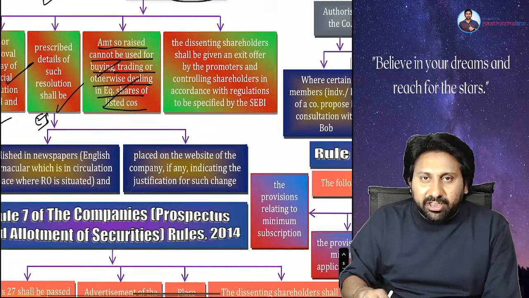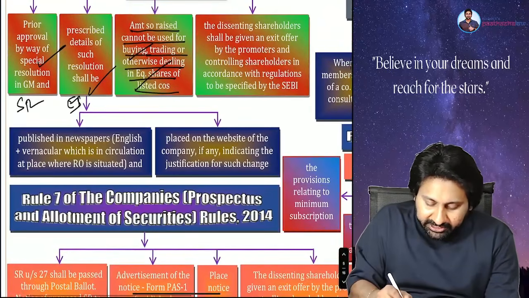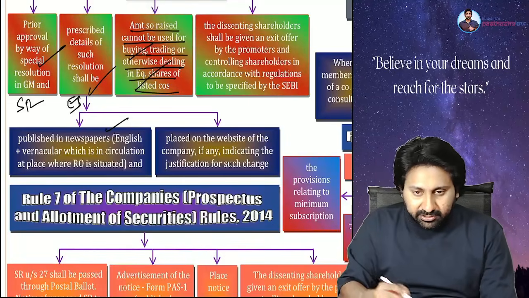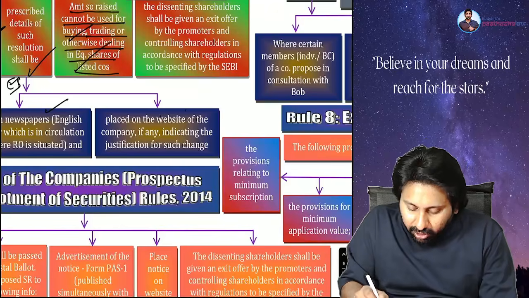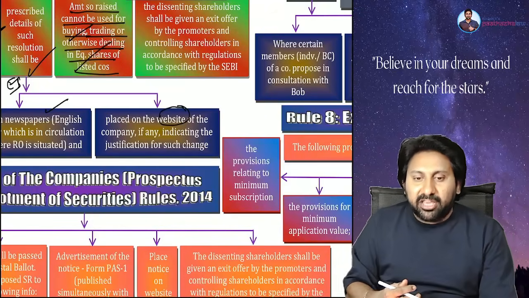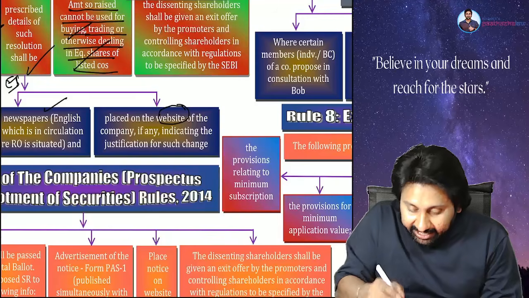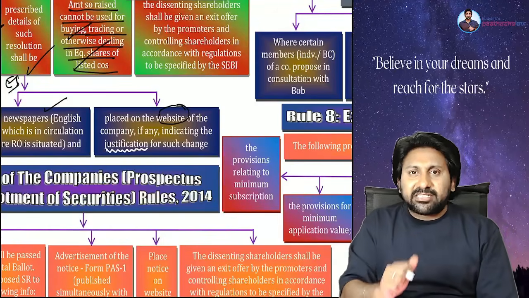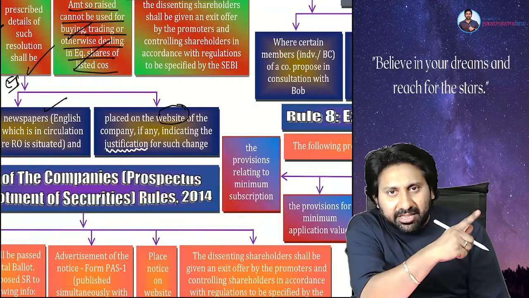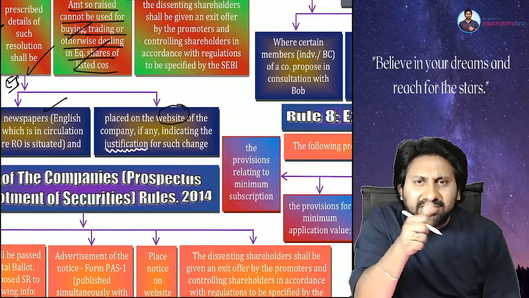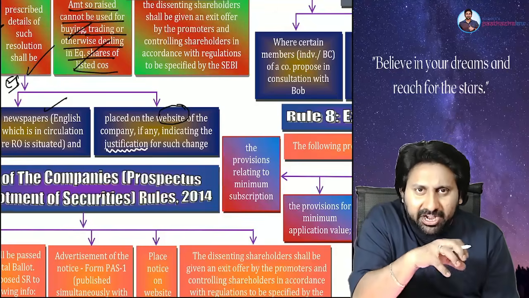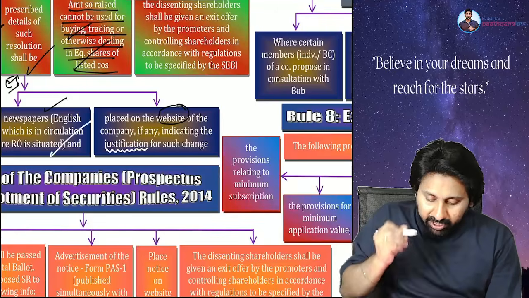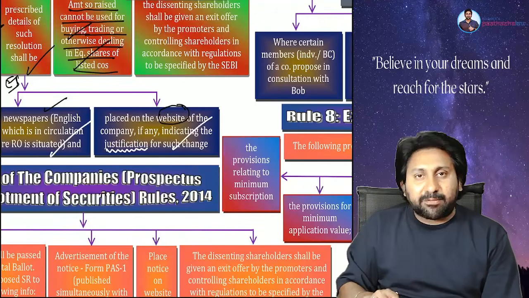What details? Where to place the details? Published in the newspaper. Which newspaper? One in English, another one in the local language. Again, place it on the website of the company, indicating the justification for such a change. Why are you changing the object? When you took the money, you said something. Now you are saying another thing. What is the purpose? Is there any pressing need for you to change it? Who asked you to change? Give justification. One, newspaper. Second, on the website.